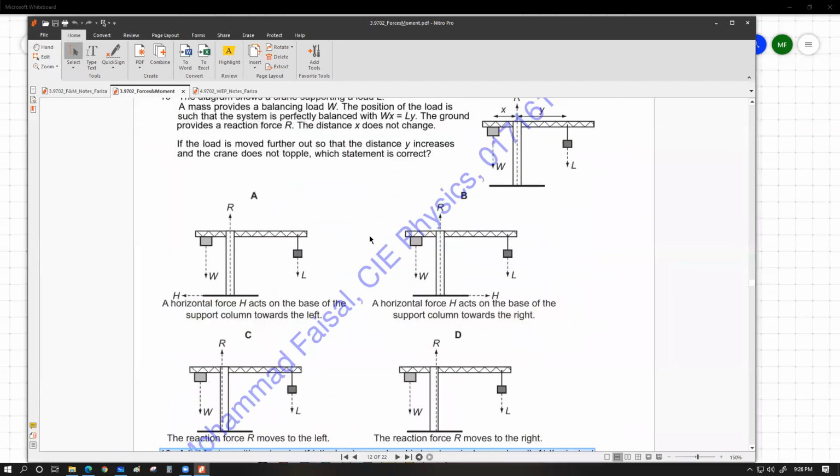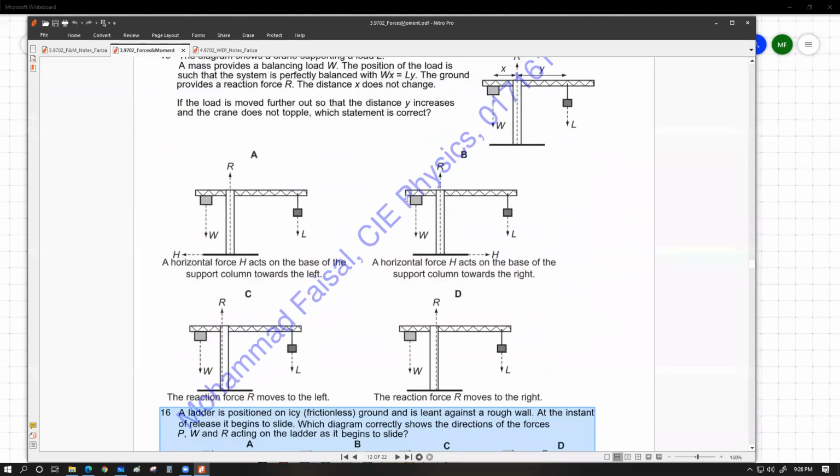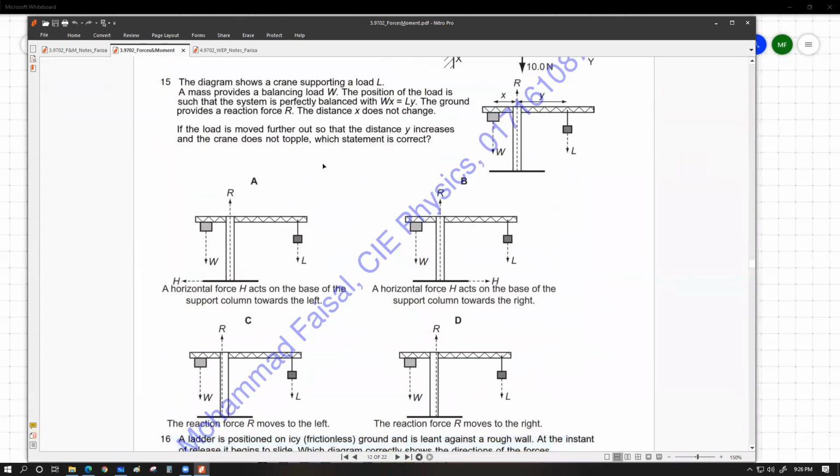Zoom out a little bit and maybe minimize the ribbon. Okay, take a look at this question number 15. The question says the diagram shows the crane supporting a load L. A mass provides the balancing load W. The position of the load is such that the system is perfectly balanced with Wx equals Ly. The ground provides a reaction force R. The distance x does not change. If the load is moved further out so that the distance y increases and the crane does not topple, important part, the crane does not topple, which statement is correct?